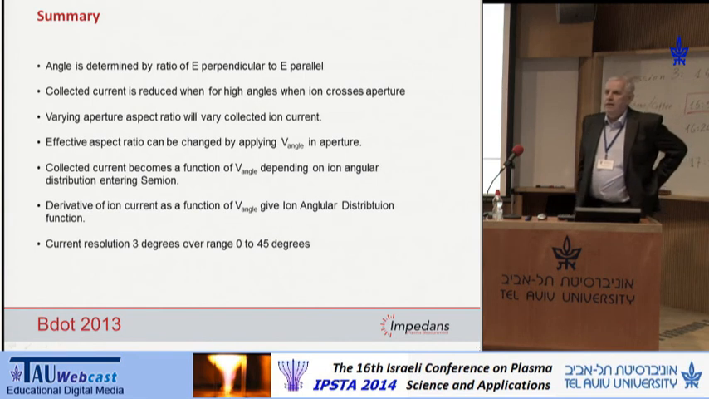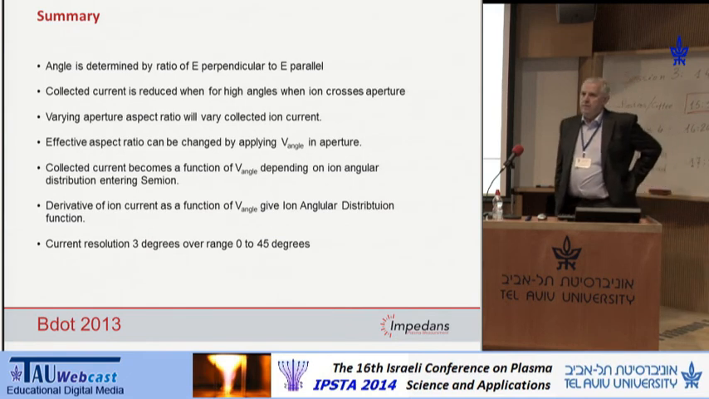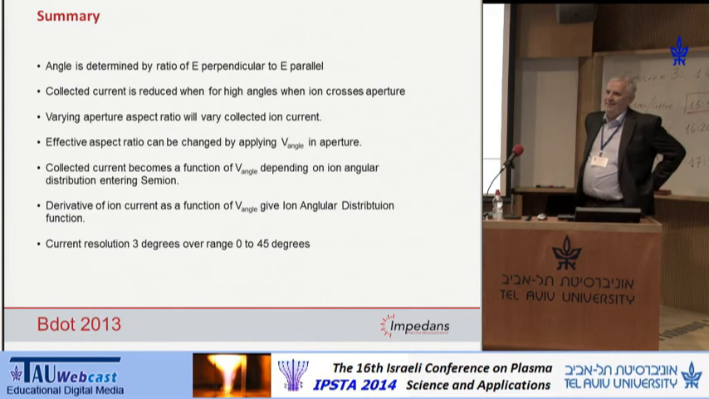Sheath formation between your retarding spectrometer and the plasma, and you have a grid with some finite dimensions. So the potential lines could be curved. How could that influence measurements of the real, actual distribution of ions?